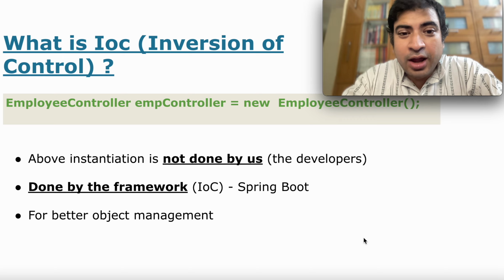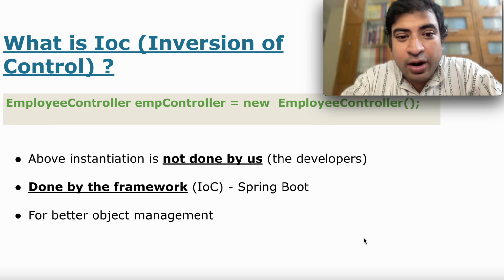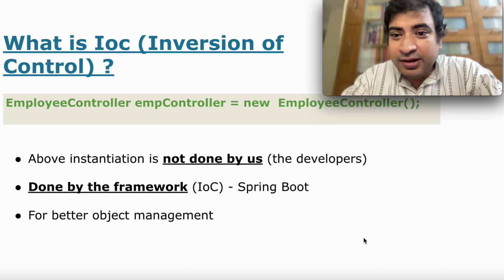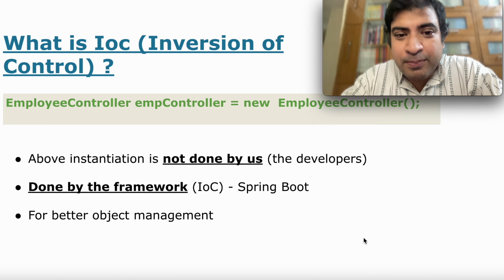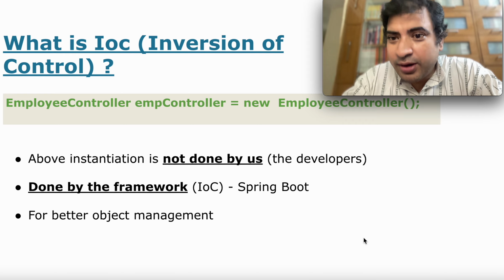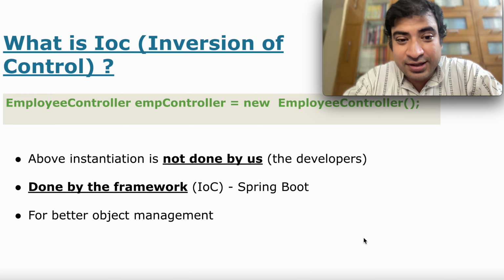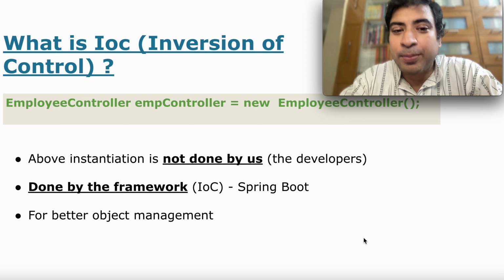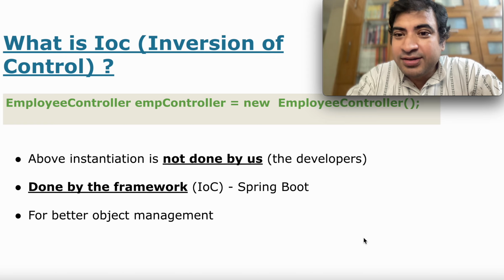How does the Spring Boot container work internally? Because the Spring Boot container, or for that matter the Spring framework, does a lot of magic, but we need to understand what is going on under the hood in order to use this magical container to our benefit. So what we need to understand is, what is this inversion of control?